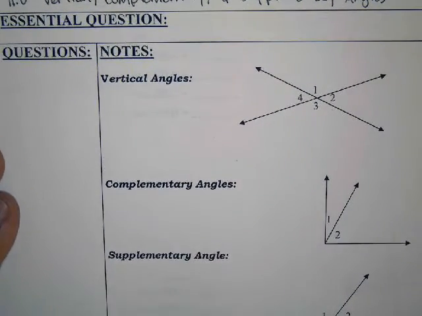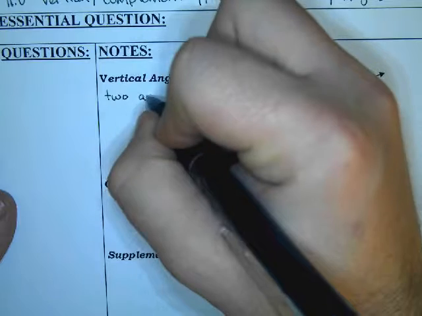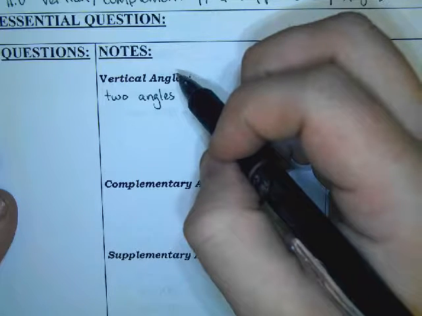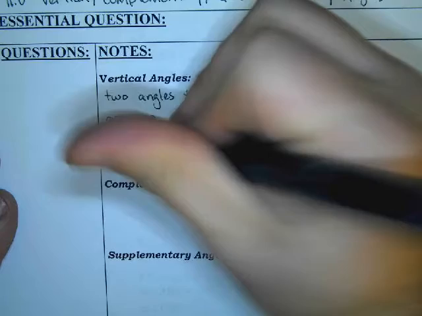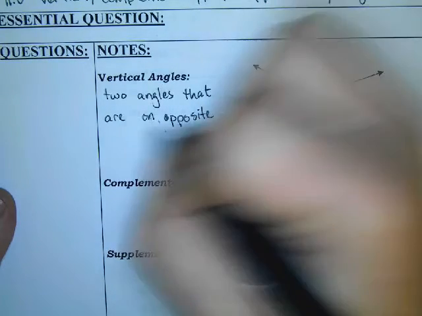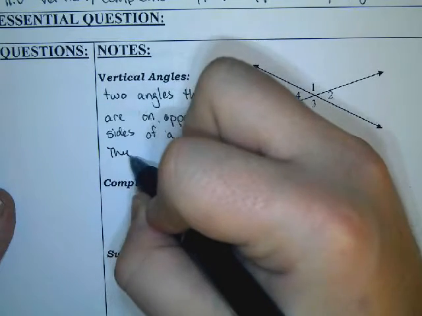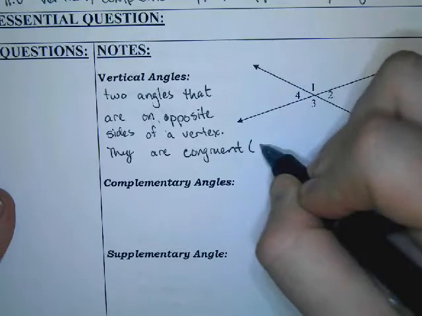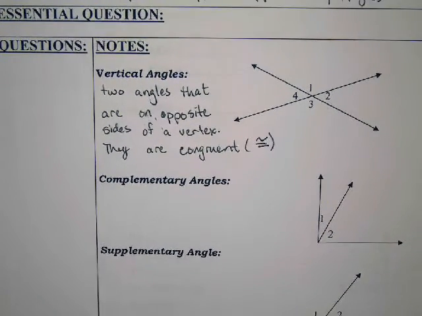Vertical angles are two angles that are on opposite sides of a vertex. They are congruent. The congruent symbol is an equal sign with a squiggly on top. So they're on opposite sides of a vertex and they are congruent.